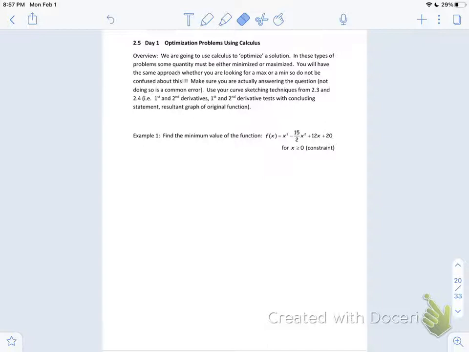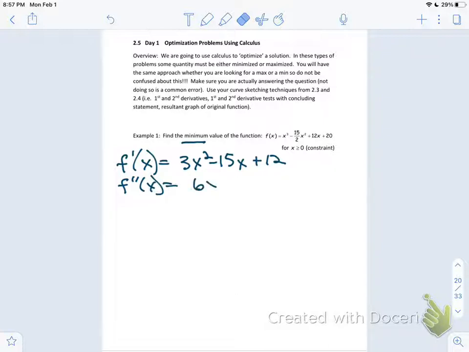So here's your first example. Example 1, find the minimum value of the function. We're looking for a minimum value. So there's my function. I'm going to take my first derivative, and I get 3x squared minus 15x plus 12. Okay, I'm going to go ahead and take my second derivative as well, and I get 6x minus 15.